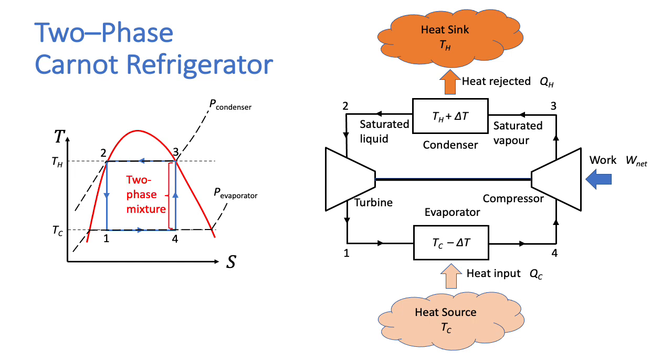Now there are two problems with this. One is that the fluid which goes through the compressor from 4 to 3 is a two-phase mixture. Having a two-phase mixture going through a compressor can lead to serious damage on the compressor blades. The other problem is that the amount of work which is done in the turbine is very small. It's usually not worth the trouble and the expense of installing a turbine to recover this small amount of work.